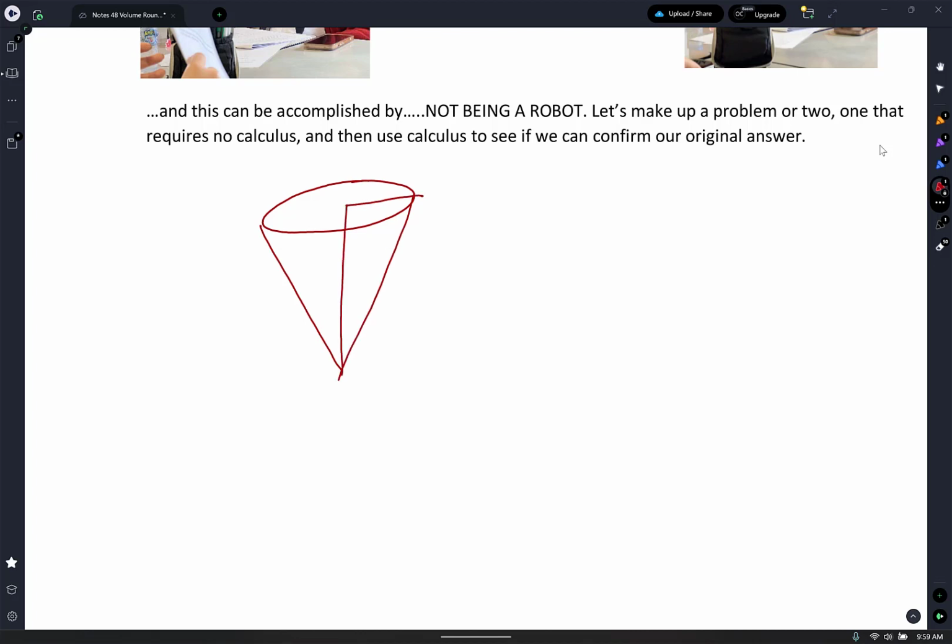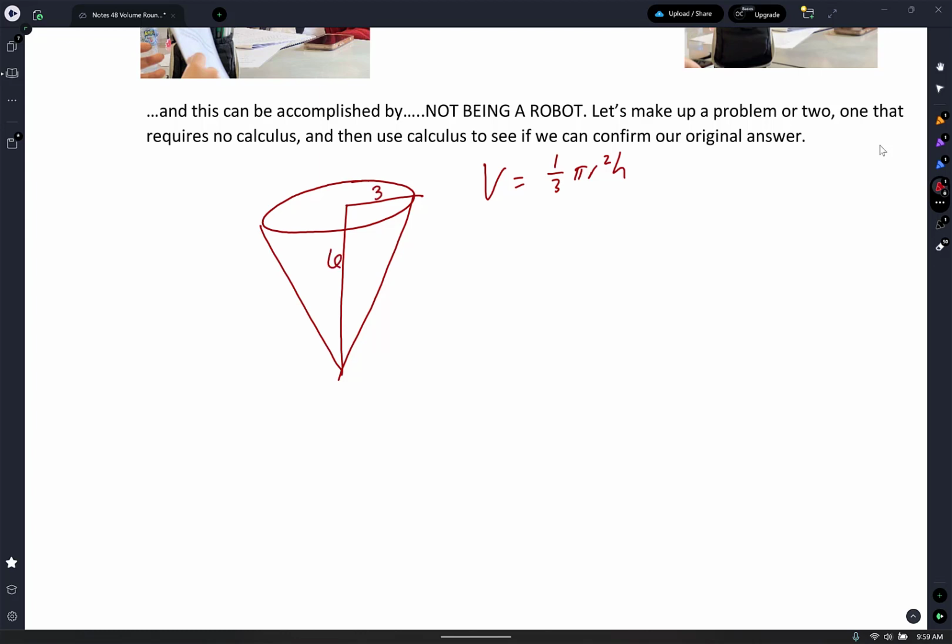Do you remember the volume of a cone? What is it? 4 pi squared h? 1/3 pi r squared h? 4/3 pi r cubed is the sphere. Do we need to memorize that? We should know it, but they'll probably give you the common formulas.